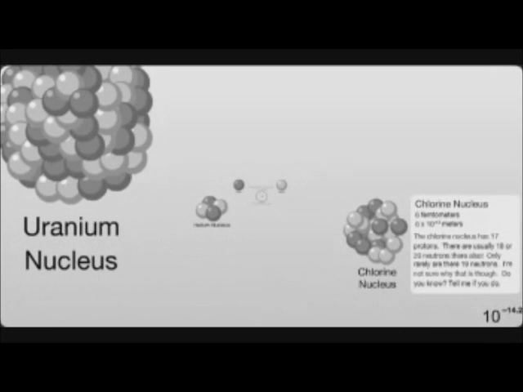A chlorine nucleus. The chlorine nucleus has 17 protons. There are usually 18 or 20 neutrons there as well. Only rarely are there 19. I'm not sure why this is. No one is.